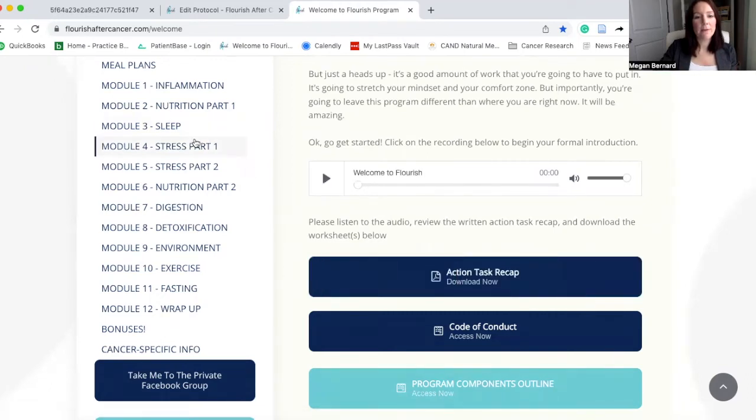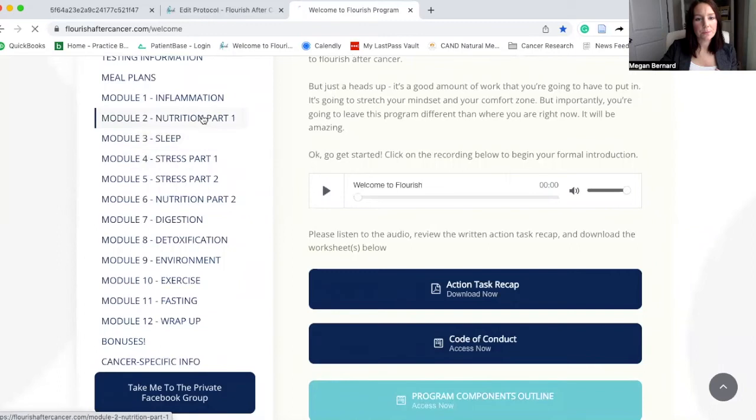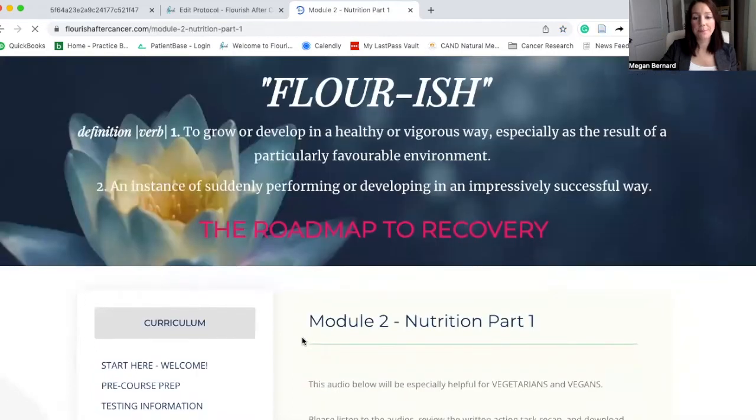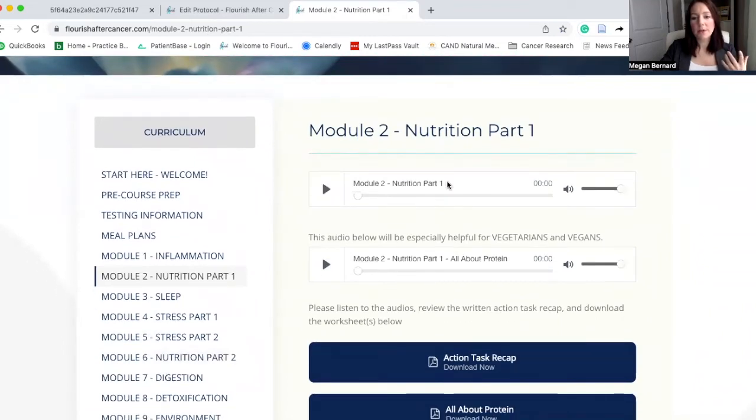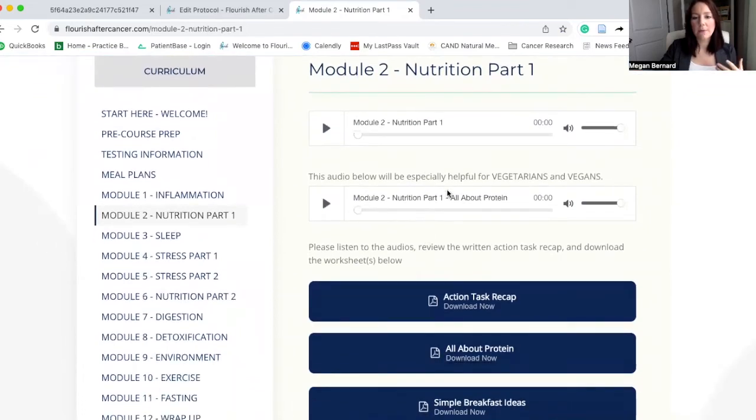But what we do have, for instance, let's go into nutrition part one. In nutrition part one there are two audios, so it's a little bit longer. I think this is one of the longer lessons, but this is all about protein. We talk about protein a lot, and this is protein for vegetarians and vegans. Even if you're not vegetarian or vegan, it's kind of cool to listen to this because you still get some of these vegetarian protein sources in the foods that you're eating.